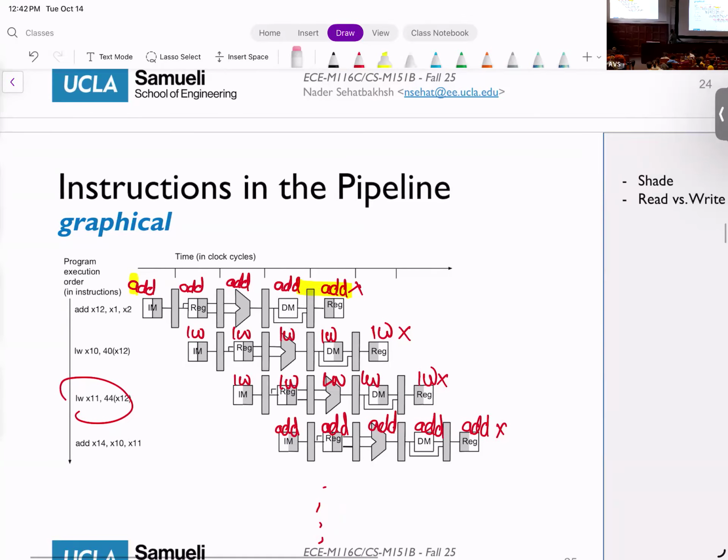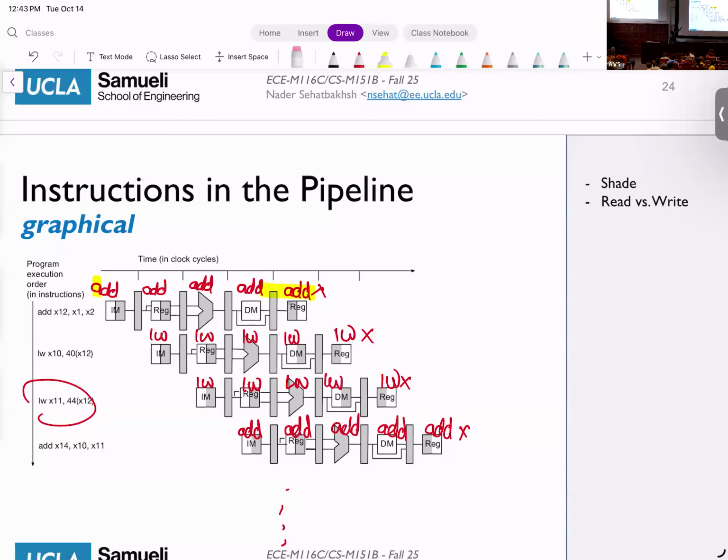All right. Another thing to see here is the shades. Shade means that you are using that component. So, for example, as you can see, DM, data memory, is white because the add instruction does not use it. Versus the load word instruction, you see that I half shaded my memory because data memory is being used.